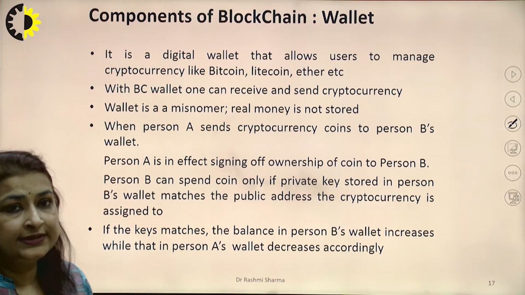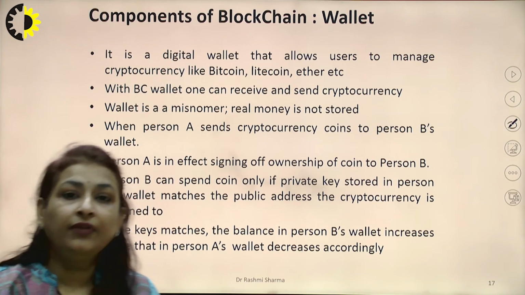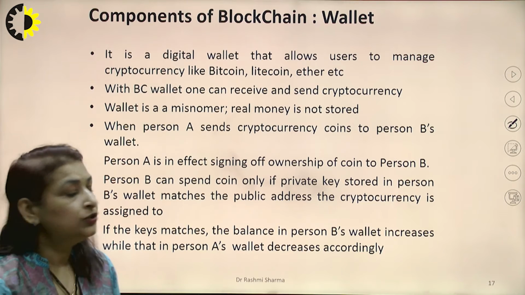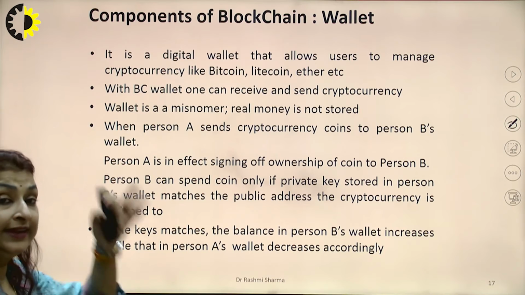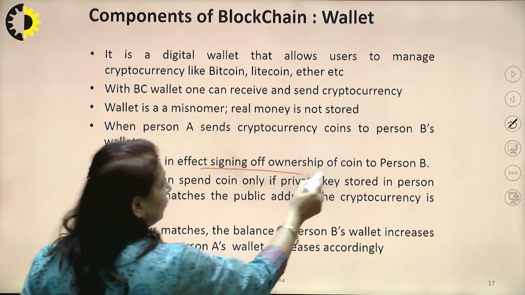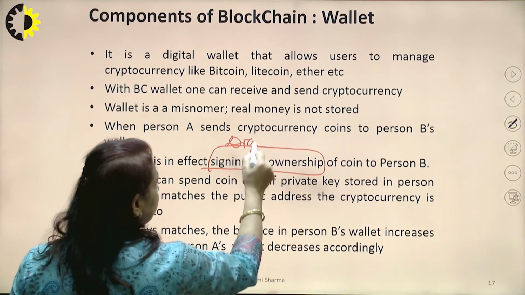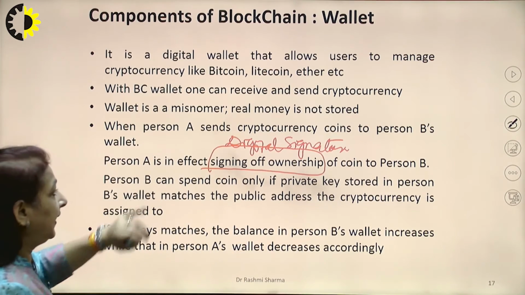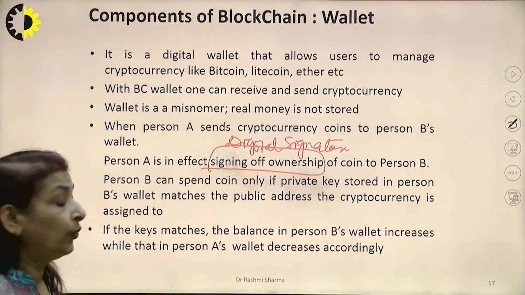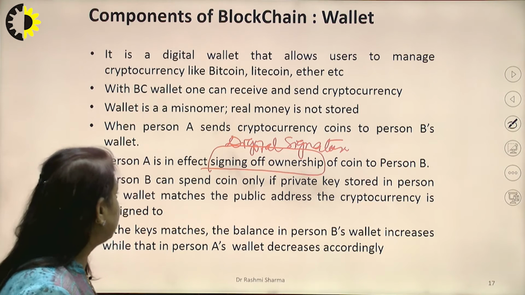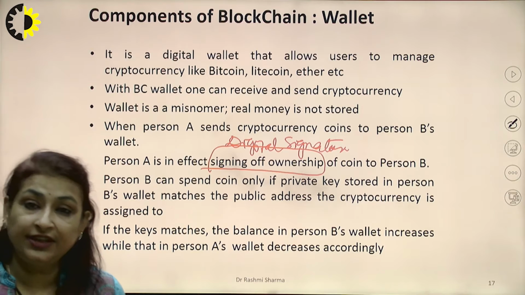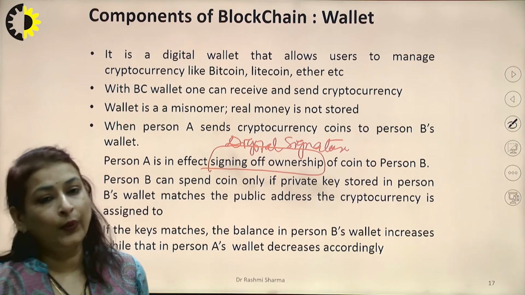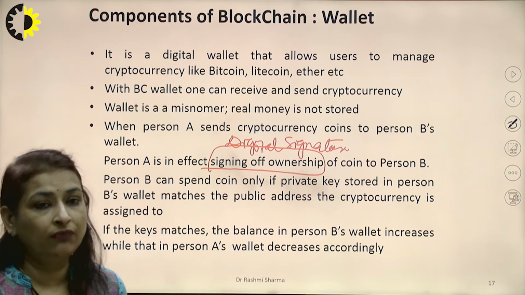So wallet is a misnomer. As we have a real money wallet, similarly we have these digital wallets. If person A is sending something, then it is signed off by ownership, that is, the digital signature is made by person A. If person A is signing off the ownership of a coin to person B, then obviously person A would give a digital signature on that particular coin. For digital signature, what we have seen is that we have to encrypt it using the private key of person A.